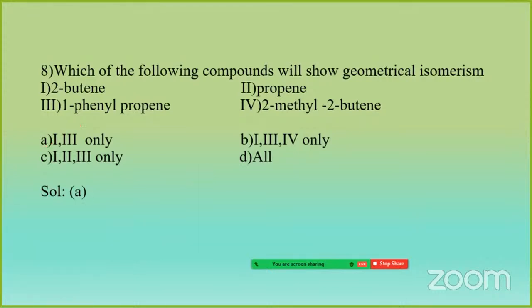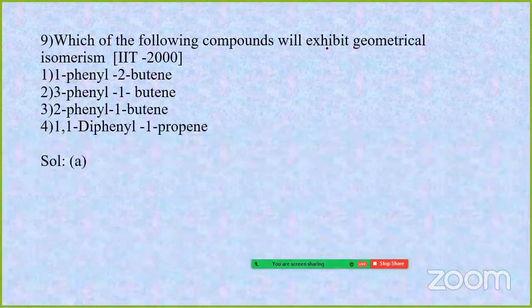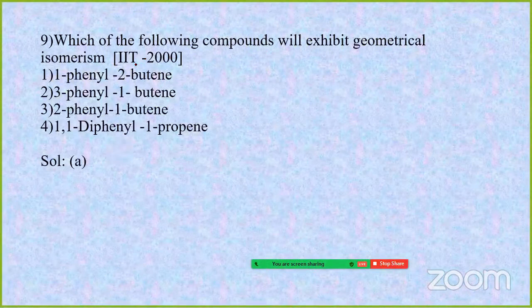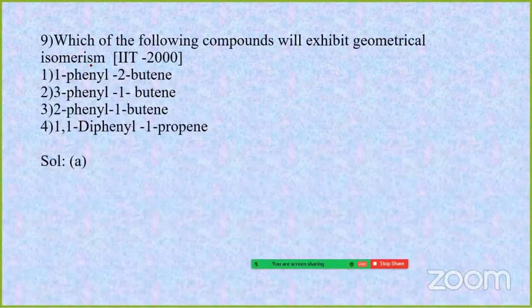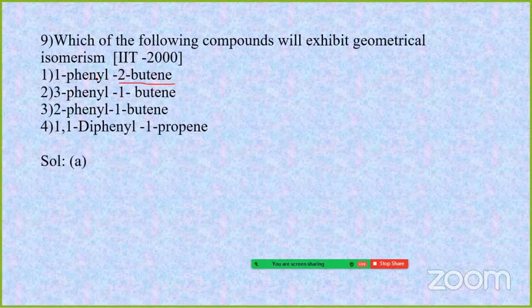The next question: which of the following compounds will exhibit geometrical isomerism? This question was given in the IIT 2000 paper. Whenever you look at this example, 2-butene compulsorily shows geometrical isomerism, whether it is substituted with phenyl or any other functional group. So simply you can go for 1-phenyl 2-butene. It will show geometrical isomerism. So this is the answer.